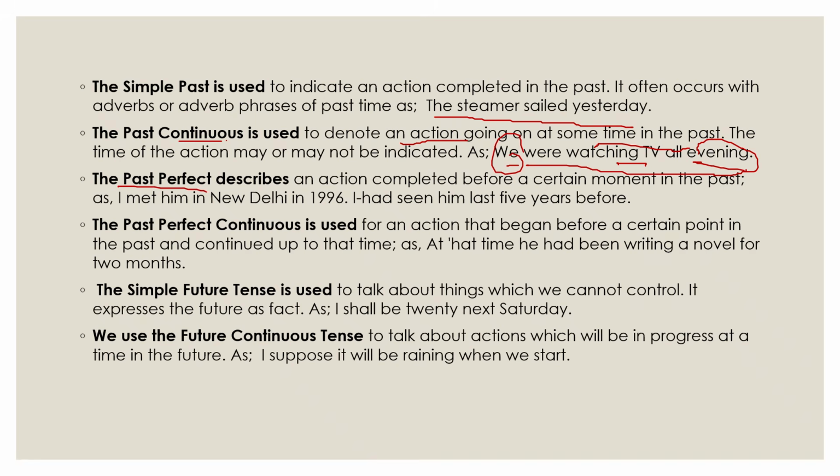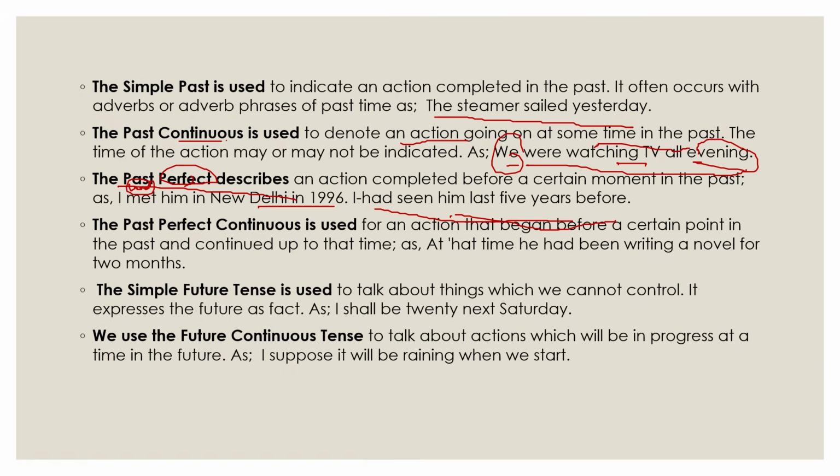Next, the past perfect, okay, describes an action completed before a certain moment in the past. I met him in New Delhi in 1996. I had seen him last. Here, past perfect: I had met him here. And here also I had seen him last 5 years before.